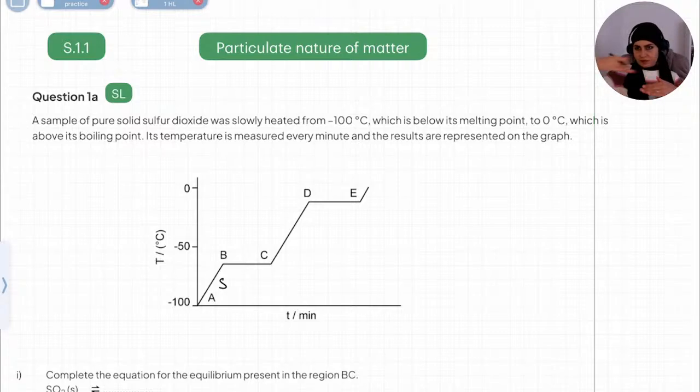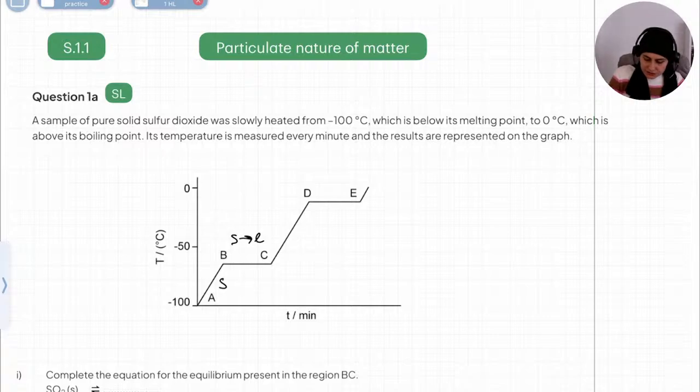Then B to C, horizontal line, it means that it's a phase change. What would be the phase change after solid? Well, obviously it would melt, right? So it's from solid to liquid. Then at point C, we have liquid formed, so it's melted. So from C to D, we are heating up the liquid, right? Because you see the temperature goes up.